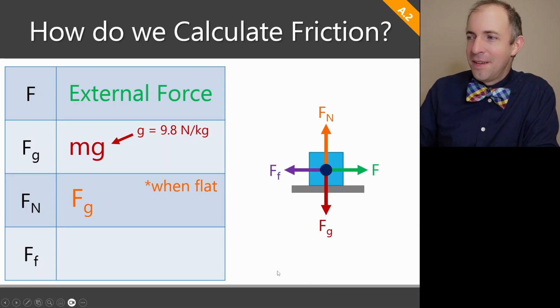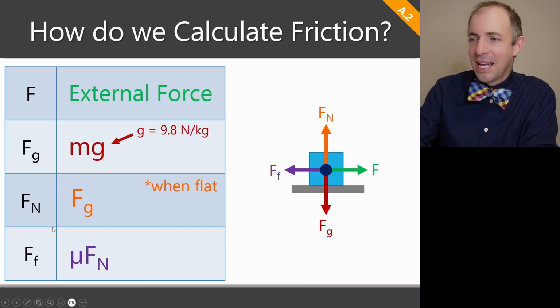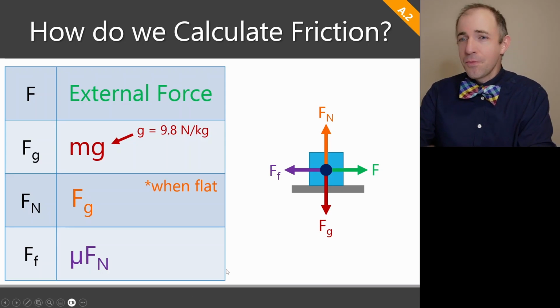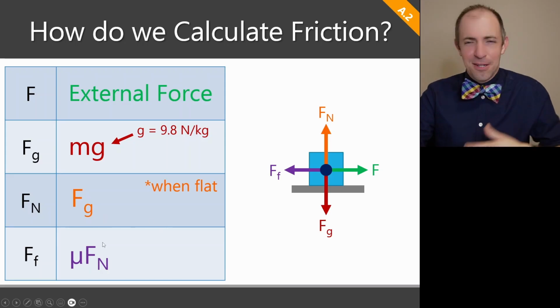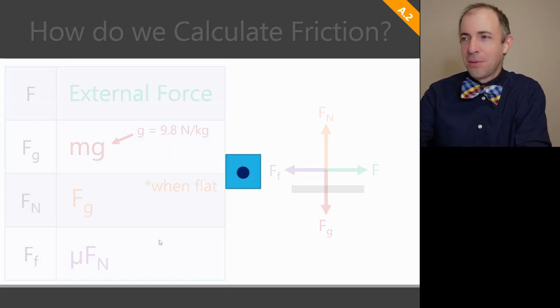And then FF is this force of friction that's opposing the motion, opposing that external force in this case, and we can calculate that using our new equation, mu times Fn. What's great about this is these are simple equations that are going to interact with each other to solve for something a little bit larger.